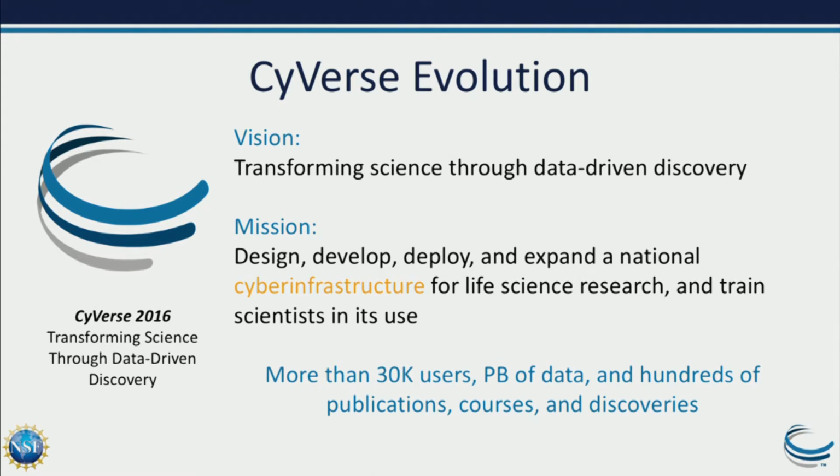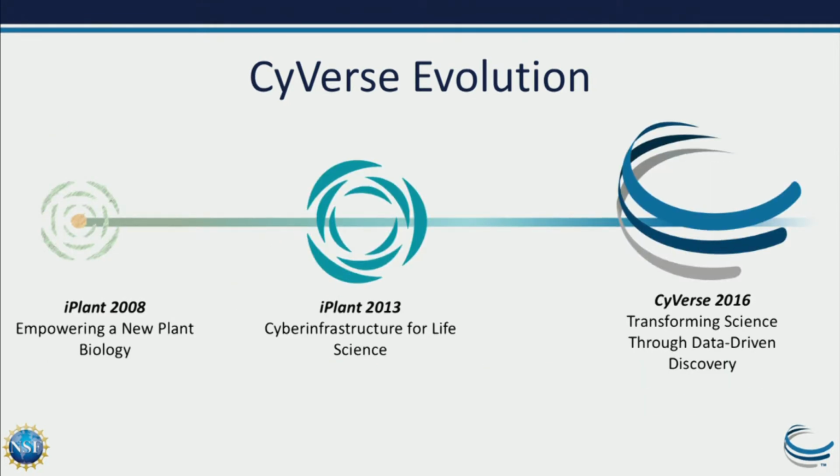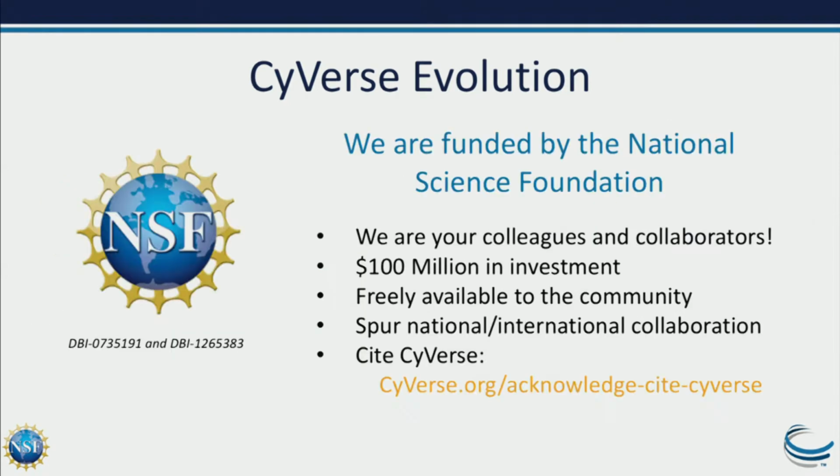Altogether, we're more than 30,000 users, over a petabyte of data, hundreds of publications, courses, and discoveries. Now, many of you may be familiar with the original project name, iPlant Collaborative. In fact, we were funded as iPlant back in 2008. The project was successful, and so by 2013, when we were renewed, we became a cyber infrastructure for life science. And this year, in 2016, we renamed and rebranded to CyVerse, reflecting that there's nothing plant-specific in the products. It's really open to all life science researchers and investigators.